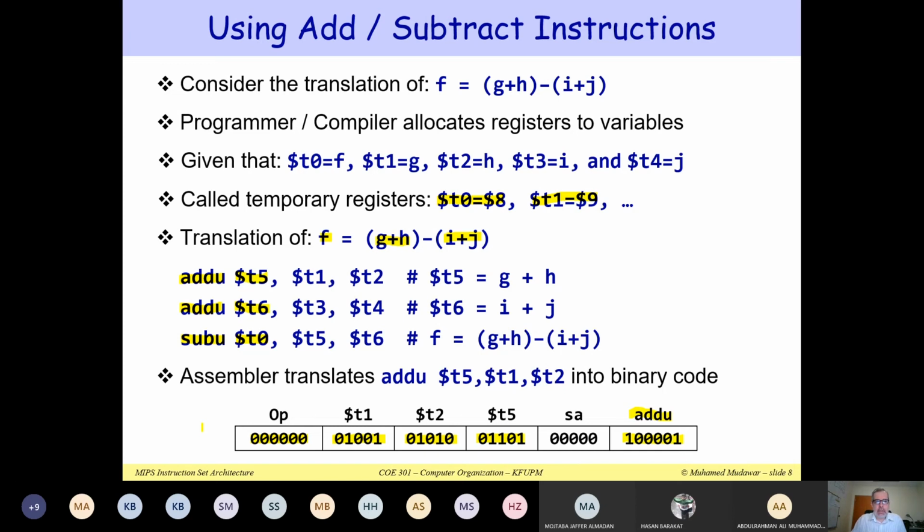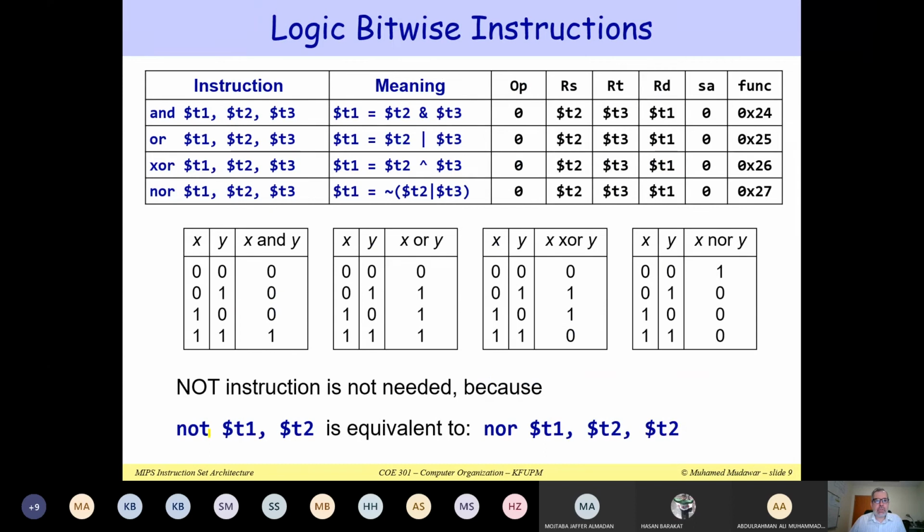Right, let's move on. In addition to addition and subtraction, we have the logic instructions, the bitwise instructions. We have 4 of these: AND, OR, XOR, and NOR.